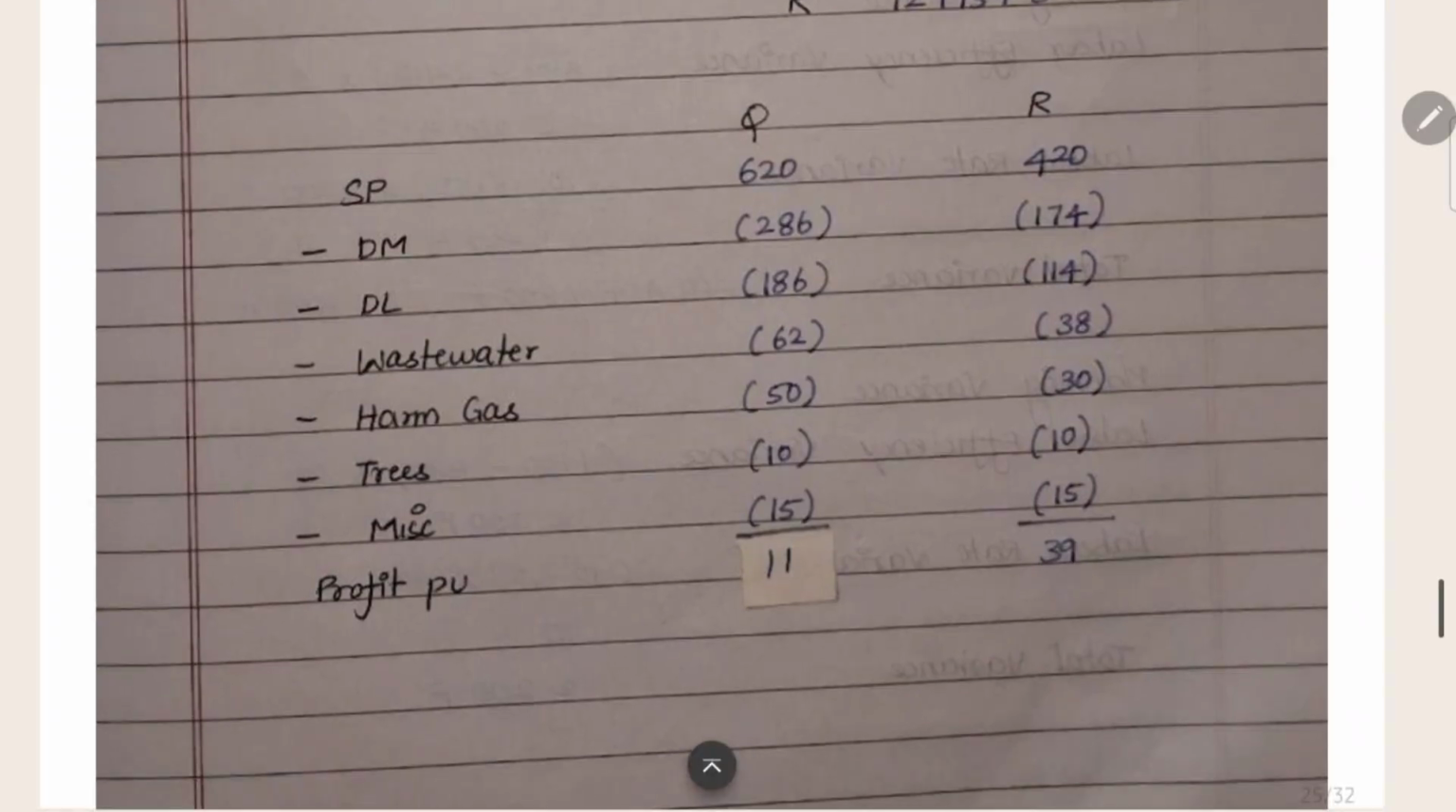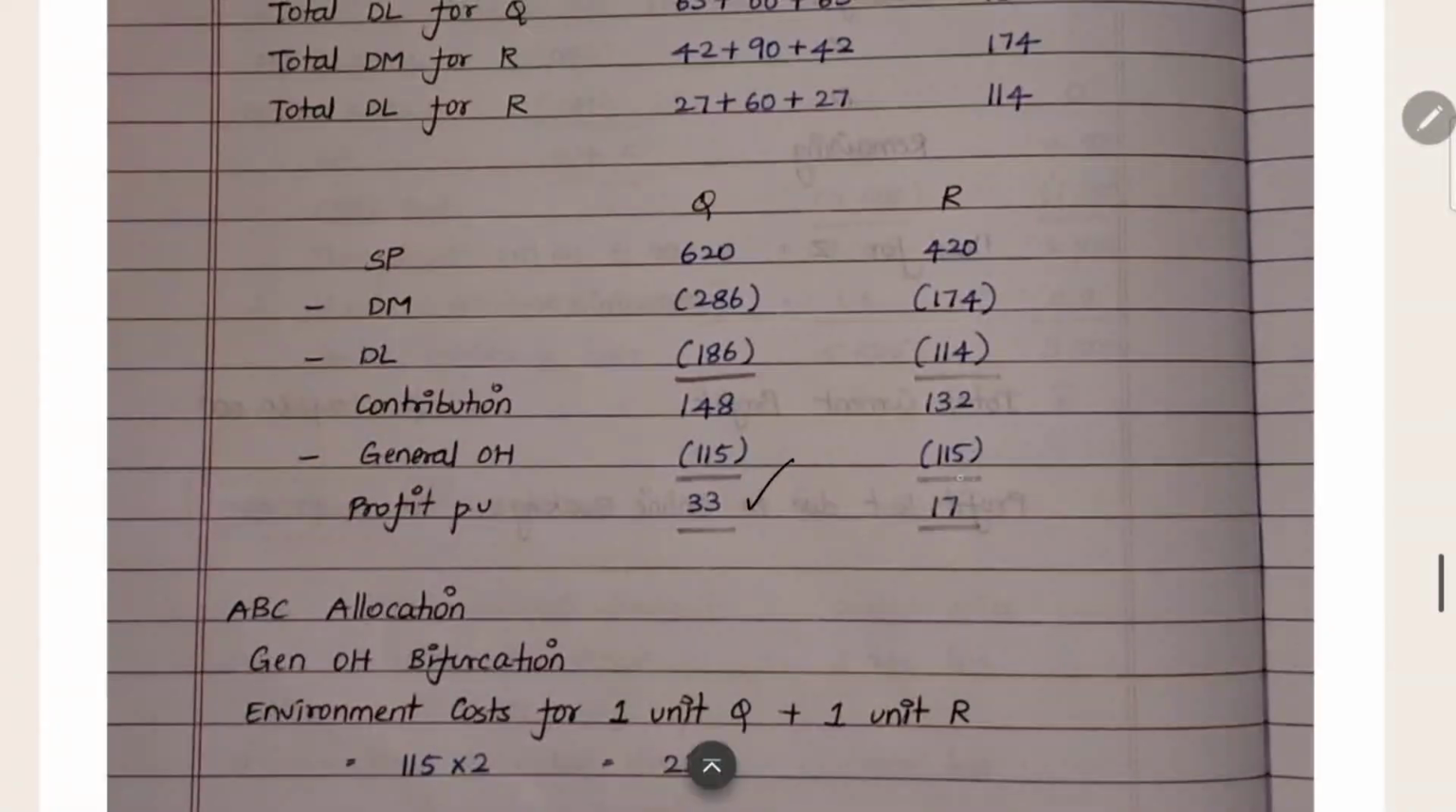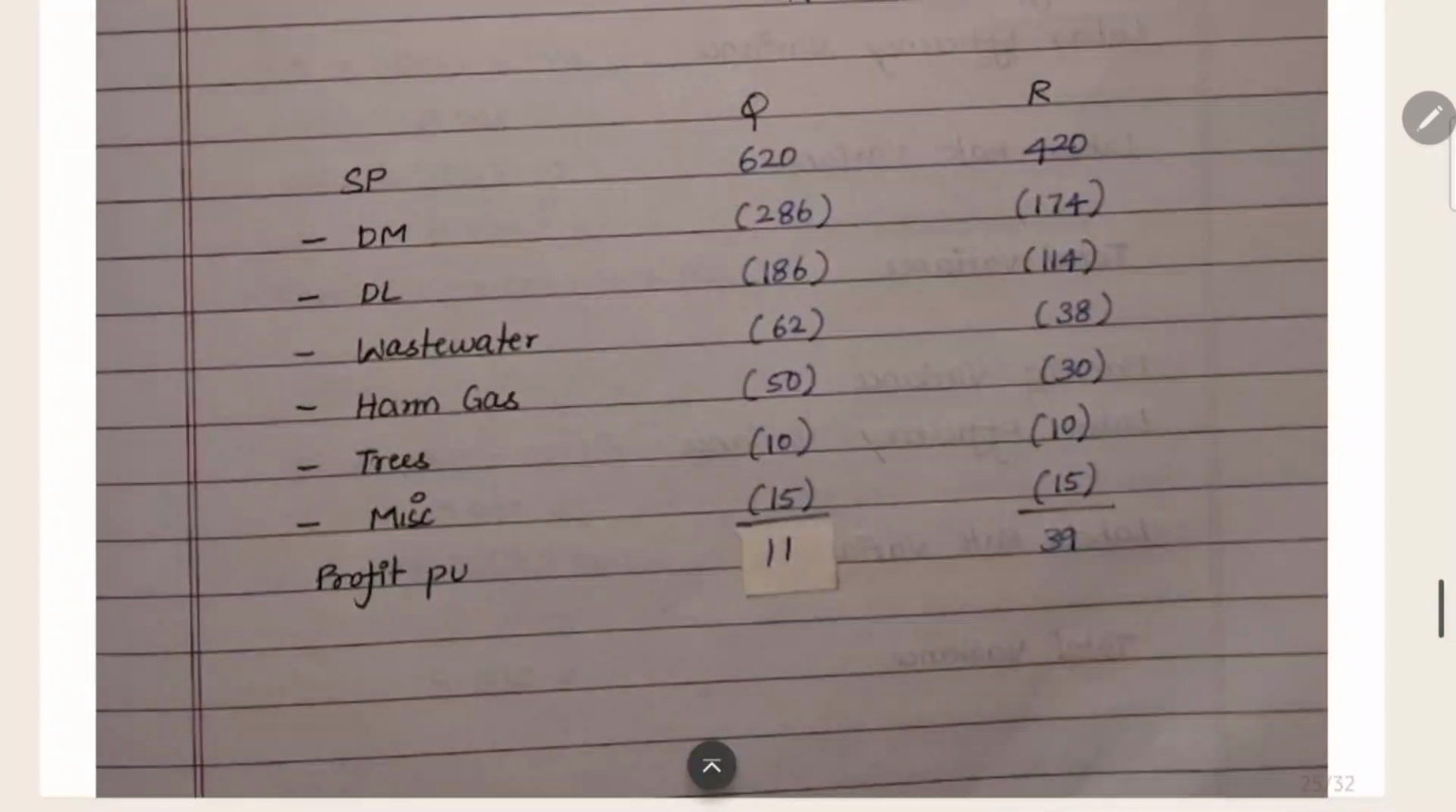Now, in the third subdivision, they are asking what is the difference between the profitability. That you can easily tell. Earlier you got 33 and 17 as the profit. In this, which is the most profitable product? Q is the product giving the high profit. In this, when you compare these two, the product which is giving high profit is product R. In product Q only 11 rupees we are getting, but in product R we are getting 39 rupees.